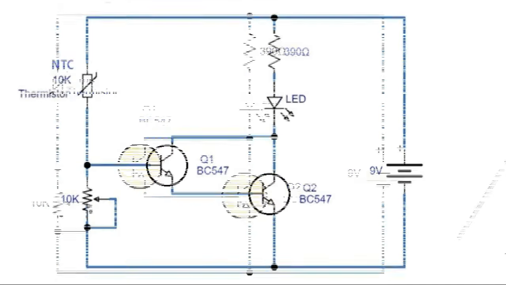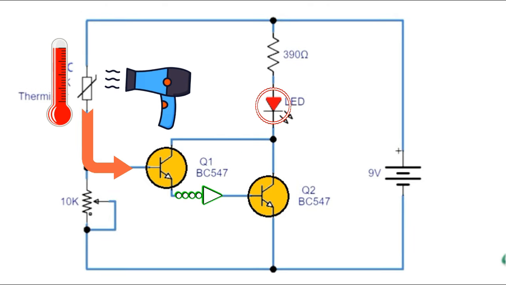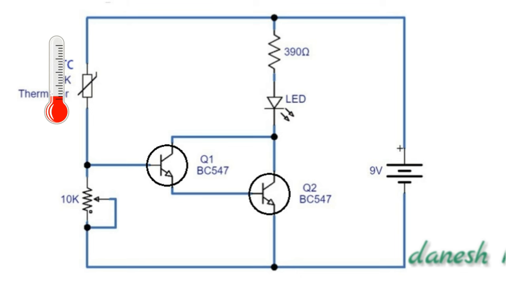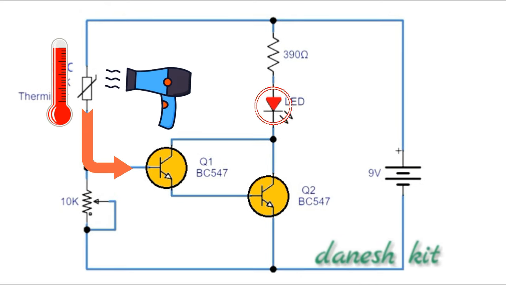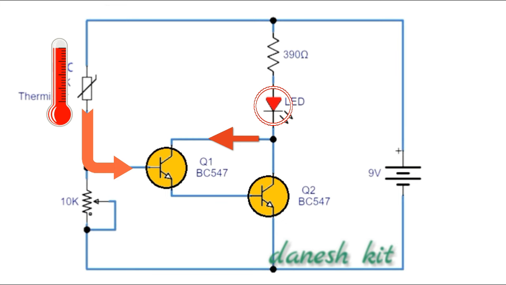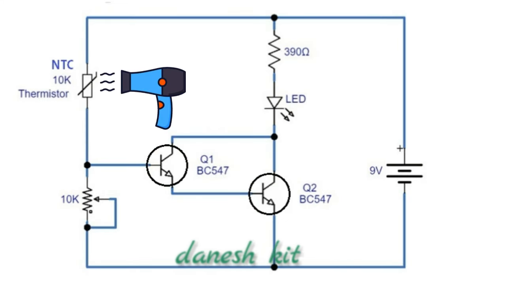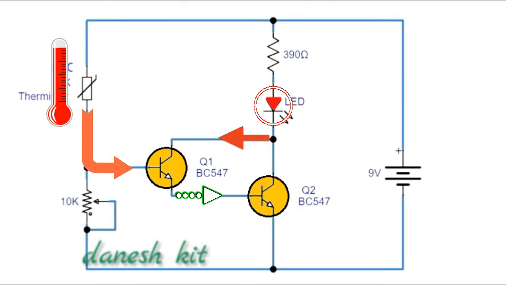The working of this circuit is simple. It is operating at 9 volts. Initially, when there is no heat, the circuit will remain turned off. When the thermistor receives heat, its resistance will be decreased and it will let the current flow. This will activate both the transistors and the voltage will be passed to LED and it will light up.